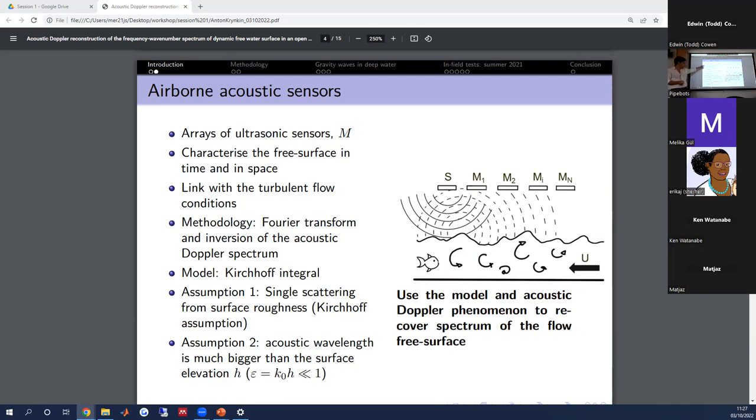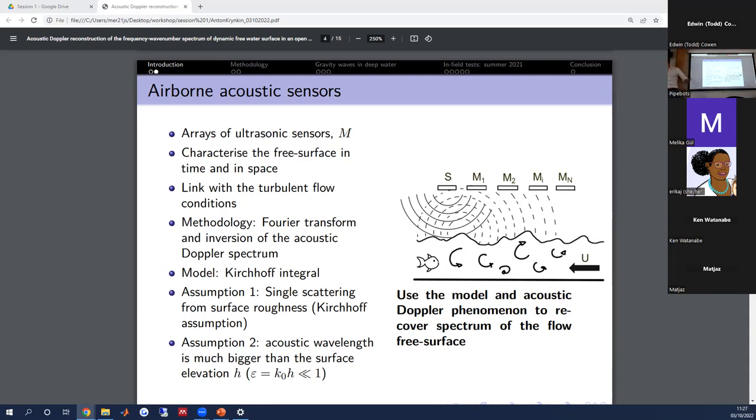Okay. So we need an array of ultrasonic sensors, and I don't know why I said ultrasonic, actually, we didn't use ultrasonic, we use audio, so 15 kilohertz, still ultrasonic. So we characterize the free surface in time and space, and we link this with the turbulent flow conditions. So basically we need to use some fancy Fourier transform to understand that. Most importantly, we need to use the scattering model for the rough surface scattering acoustic waves, airborne acoustic waves.